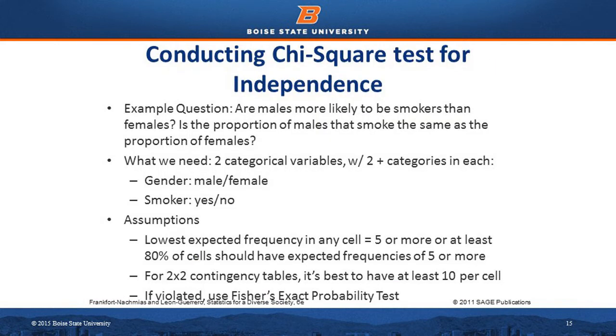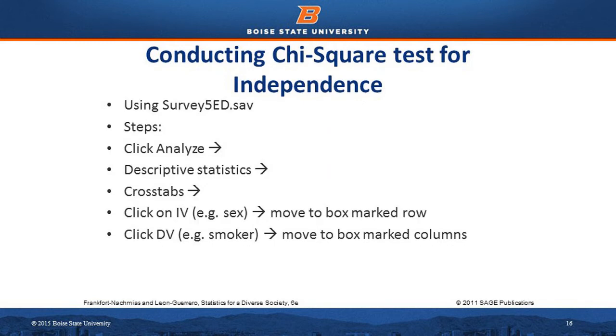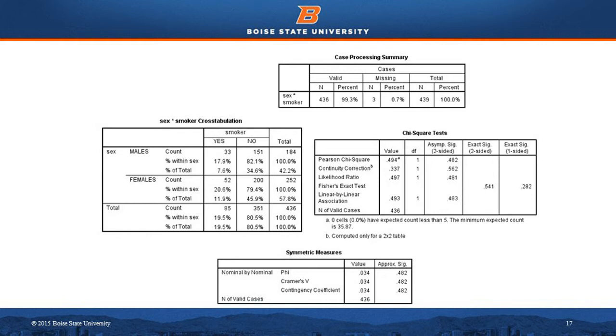Let's conduct a chi-square test for independence and answer the following questions. We consider our assumptions. Open the SPSS data file survey5ed.sav and follow the directions using the variables of sex and smoker. SPSS will generate 4 tables: the case processing summary, the cross-tabulation table, the chi-square tests, and the symmetric measures.